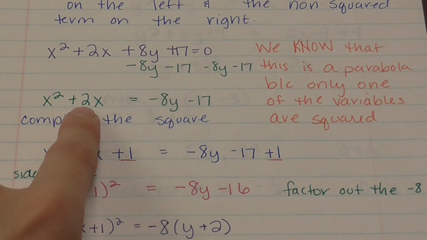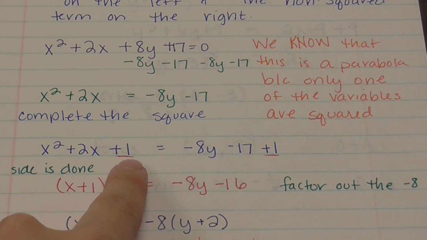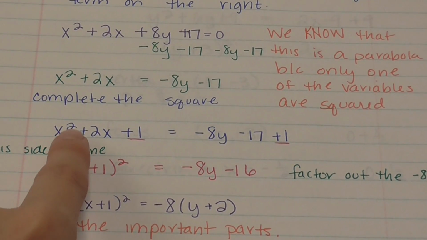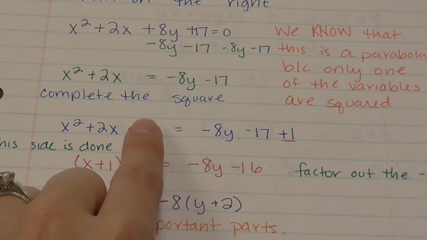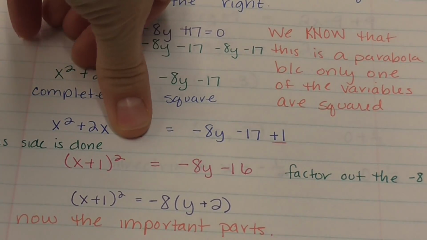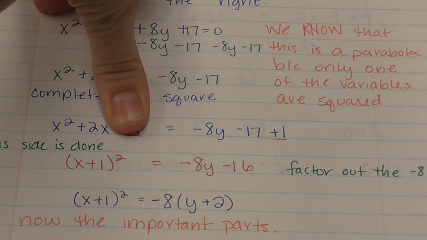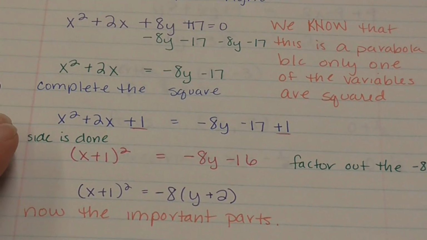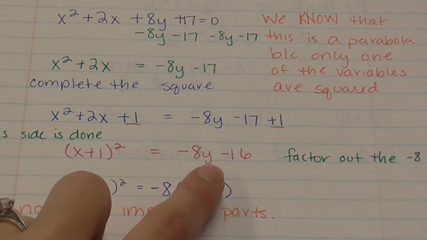So half of 2 is 1, squared is plus 1, so if I add it over here, I need to add it over there. So this side is done when I go from this step to this one. Again, you could have thought of it as half of 2 is 1, so 1 squared is 1, so if I just add it onto this side.